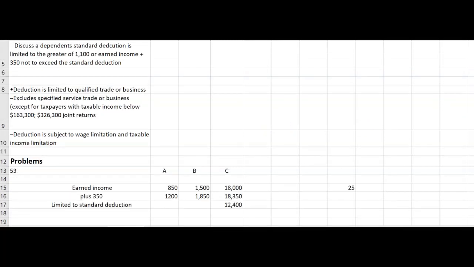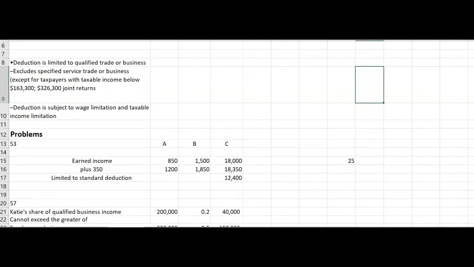I would now like to go over problem 53 in your textbook to apply the standard deduction for dependent children. Stephanie is 12 years old and often assists neighbors on weekends by babysitting their children. Calculate the 2020 standard deduction Stephanie will claim under the following independent circumstances. Assume that Stephanie's parents will claim her as a dependent.